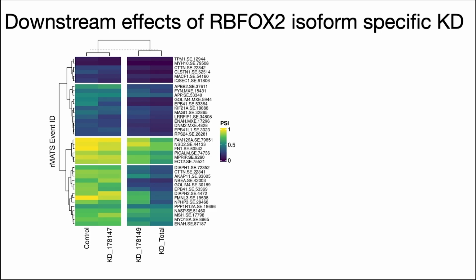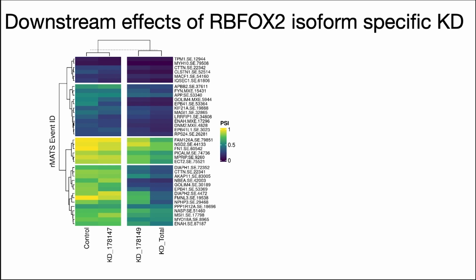And you can see that the control clusters with the 147 junction knockdown. So that, remember, is the short isoforms that don't have a nuclear localization signal. So that's saying when you knock down the isoform of RBFox2 that is likely only in the cytoplasm, there's no effect on splicing, which makes sense because that protein's not going to the nucleus where it could affect splicing.